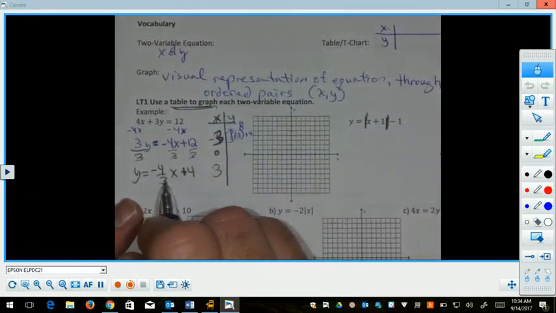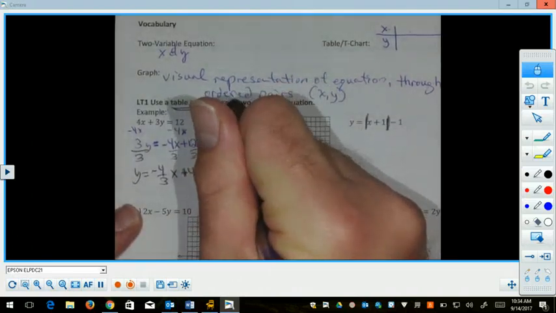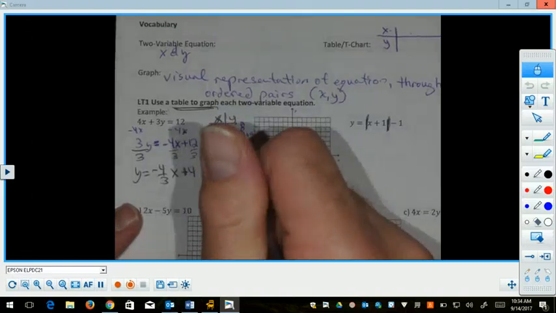So at negative 3, I will graph them in a second. When I plug in 0, this becomes 0. 0 plus 4 is 4. And when I plug in 3, the 3's cancel. I have negative 4 plus 4 is 0.